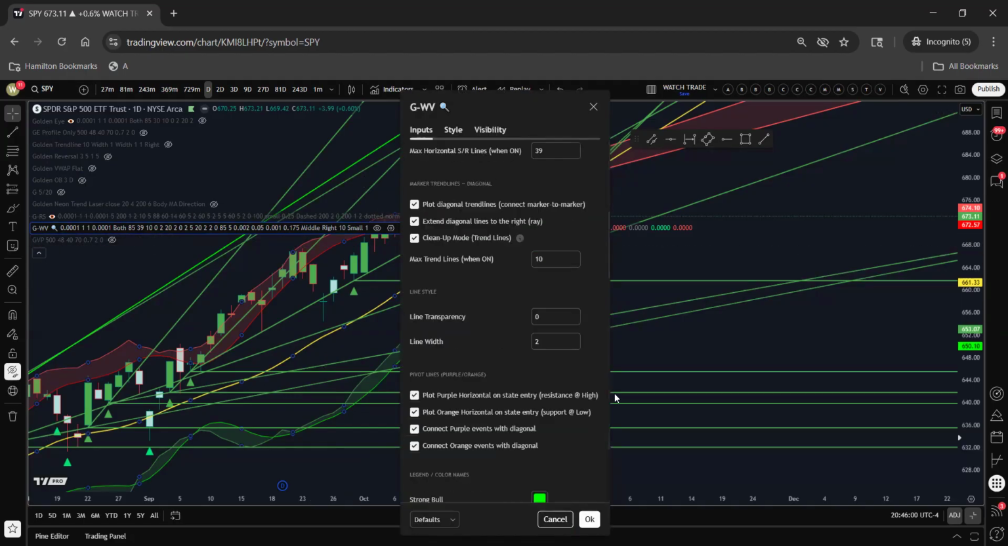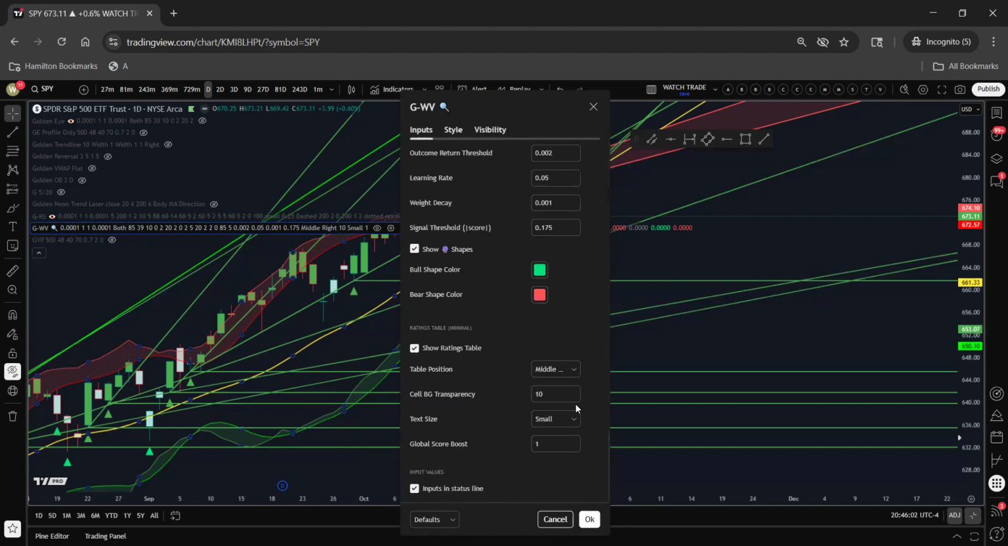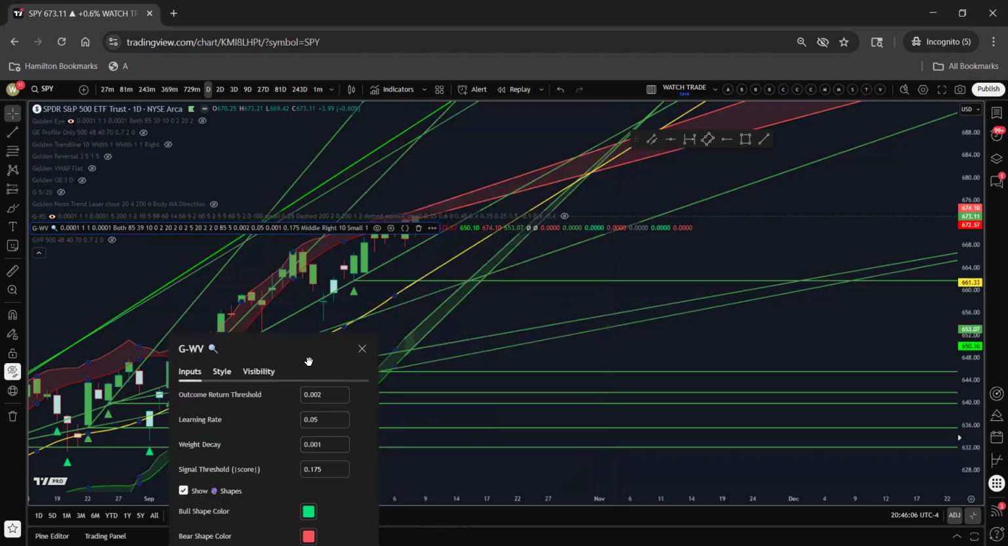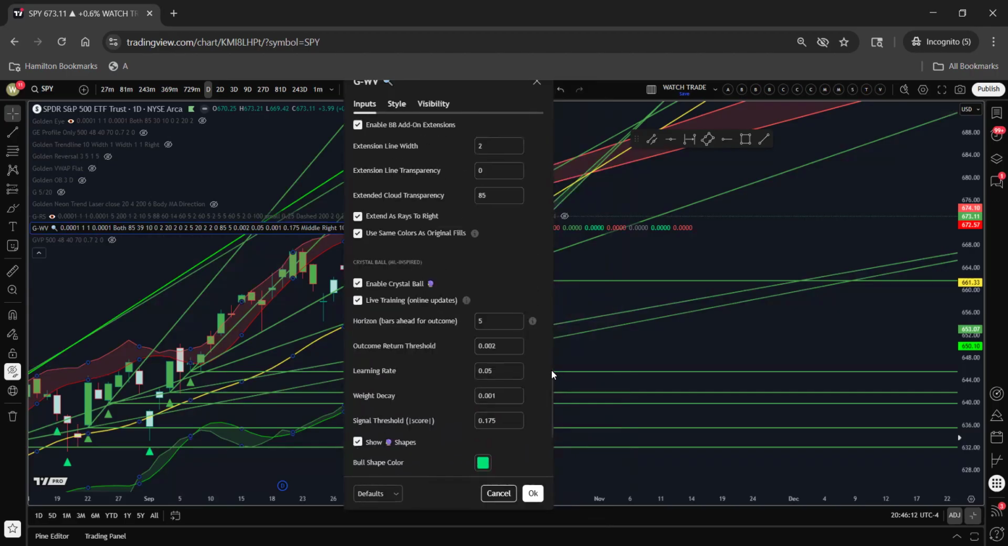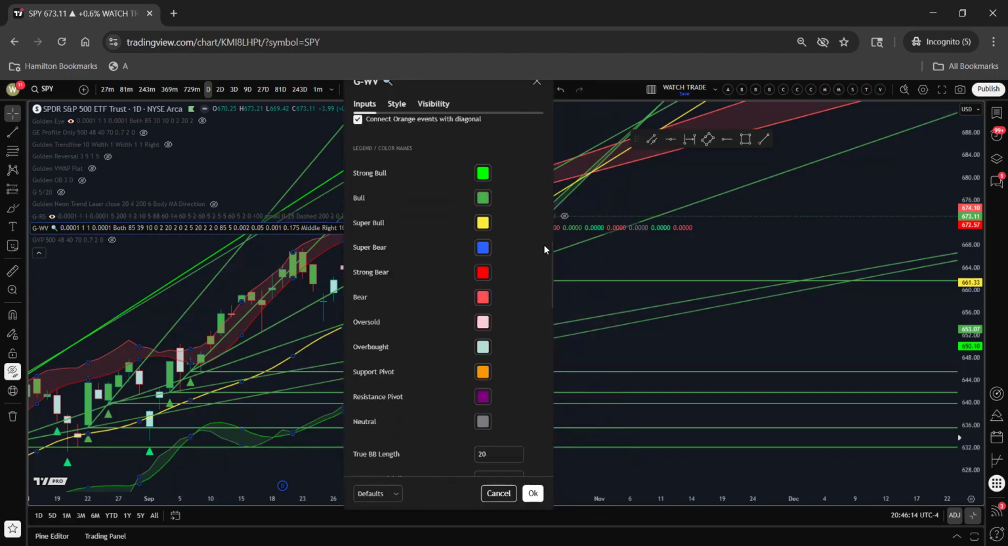Basically my scanner table. And you can also change the position of the scanner once it's done. I believe it's still generating. Let's see here. Make sure it's turned on.